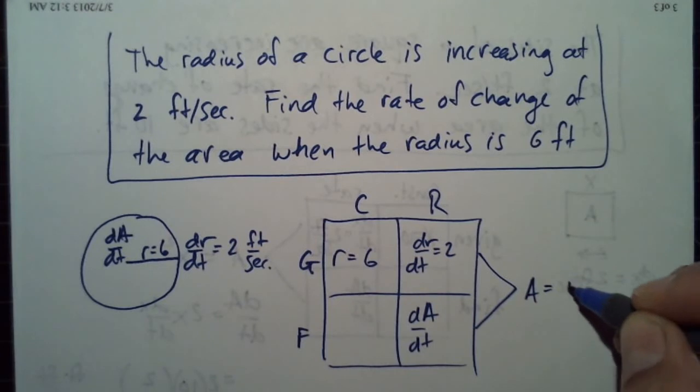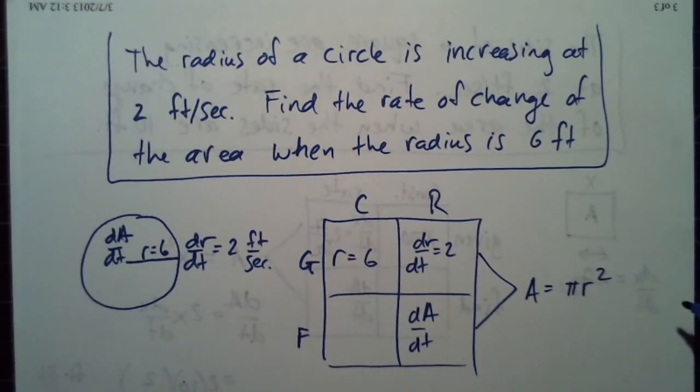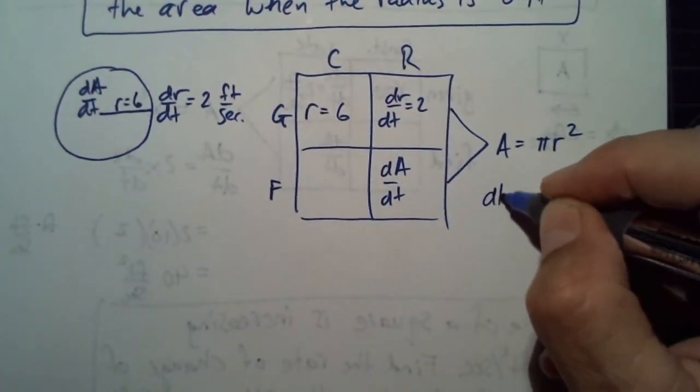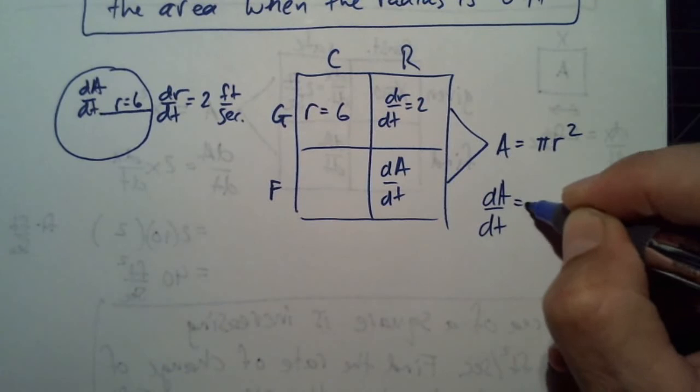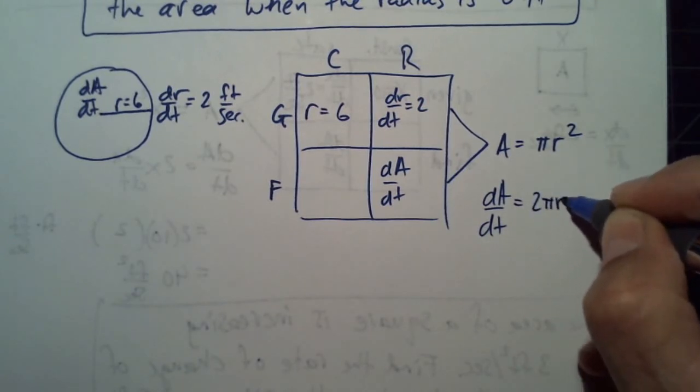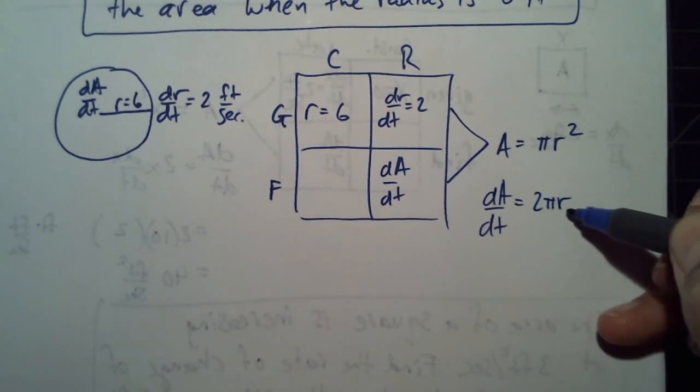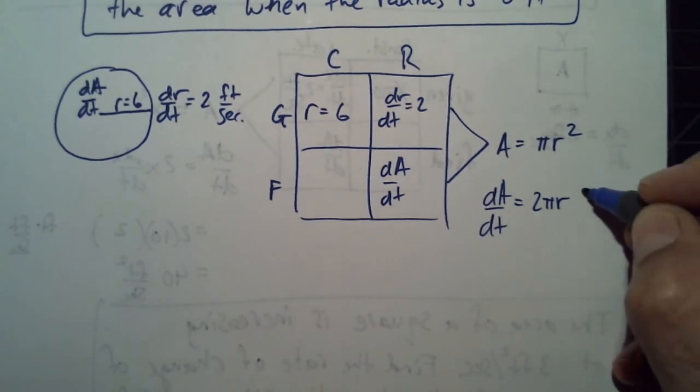Area of a circle is pi r squared. Then we'll do the derivative. dA/dt is 2 pi r. Notice how the derivative of the area is the formula for circumference. So that's a nice connection to make.